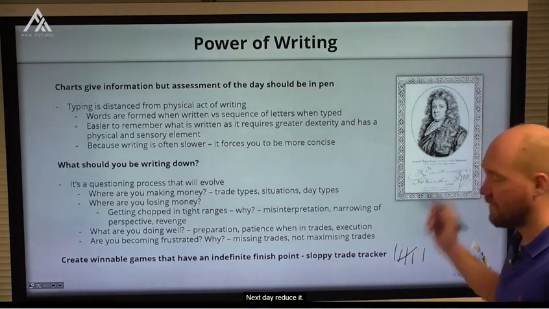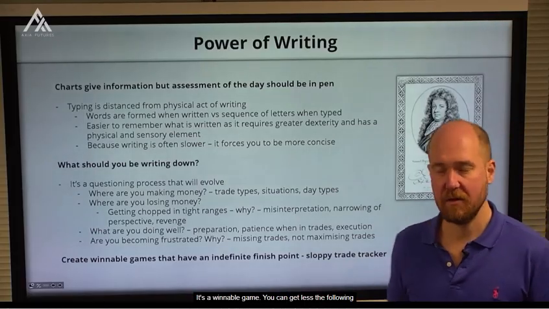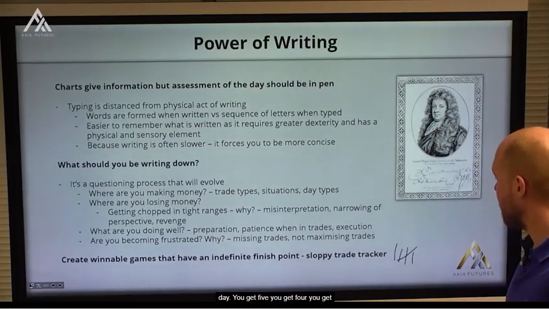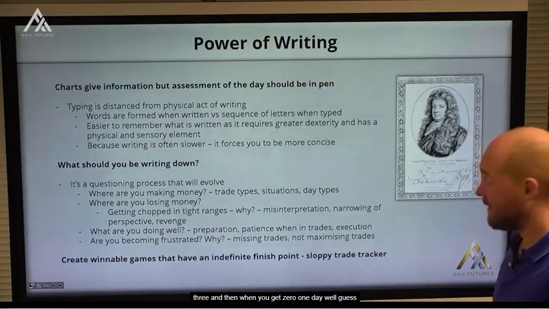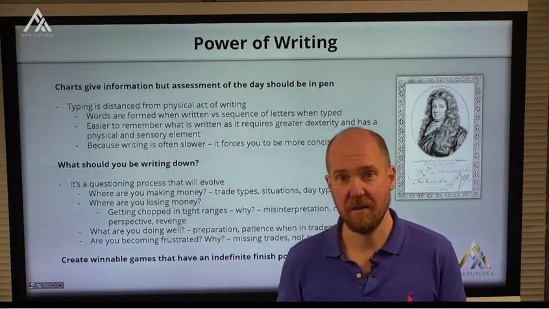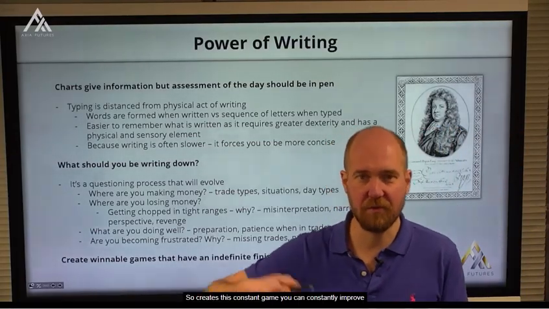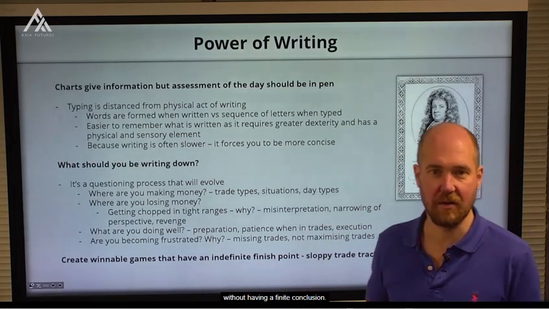Next day, reduce it. It's a winnable game. You can get less the following day, and you get 5, then you get 4, then you get 3, and then when you get 0 one day, well, guess what? You've got to stay there now. So it creates this constant game. You can constantly improve without having a finite conclusion.